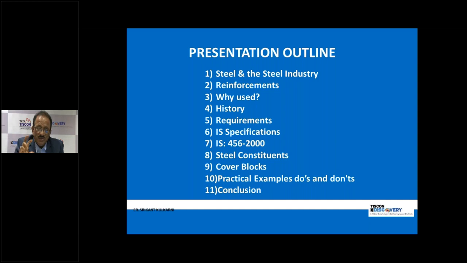Then we want to also cover few steel constituents which improve the quality of the steel, or there could be some disadvantages also because of some particular chemicals. We will see that. We will discuss about importance of cover to be provided to the reinforcement, why it is required. We will also cover the impact of corrosion on the construction, and through few interesting slides, we will see what are the practical examples of do's and don'ts when it comes to the reinforcement. And finally, we will conclude, and then after that we will be taking the question answer sessions.